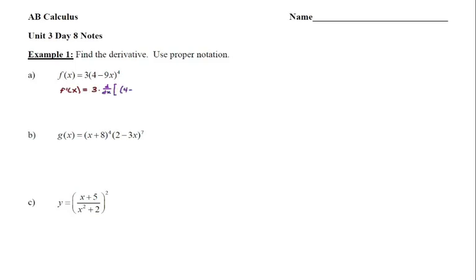3 times the derivative of 4 minus 9x to the fourth. Now you may not need to write this step, but I like to, at least at the beginning, to emphasize that the 3 out front is not going to affect how we take the derivative, and then to complete the derivative of 4 minus 9x to the fourth is going to require the chain rule. So f prime of x would be 3 times, and then the derivative of 4 minus 9x to the fourth will be 4 times 4 minus 9x to the third times the derivative of 4 minus 9x.